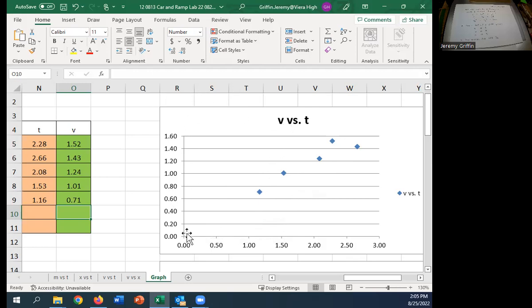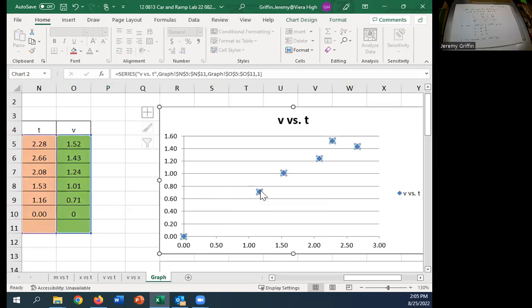You have velocity on the vertical axis, in meters per second, because that's what the speed gates are reading. And the horizontal axis is time in seconds. Those line up really well into a straight line. If you like, I can also type in the implied point: at 0 seconds, how fast was the car moving? 0 meters per second, right? So it's an implied point there.